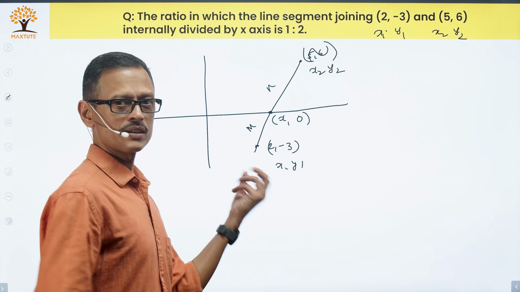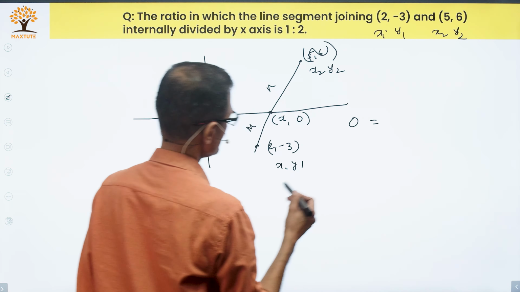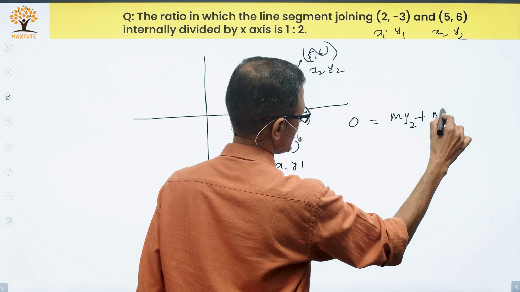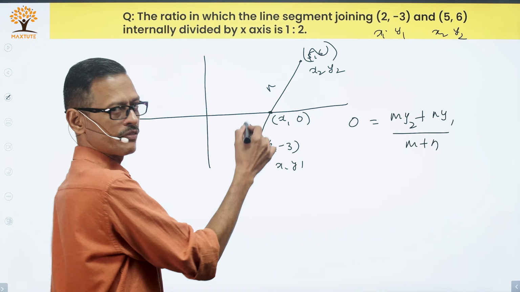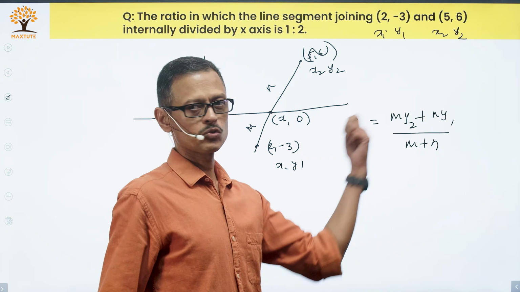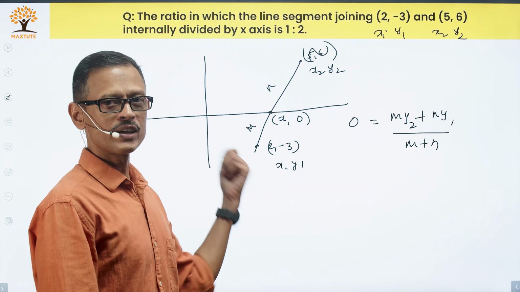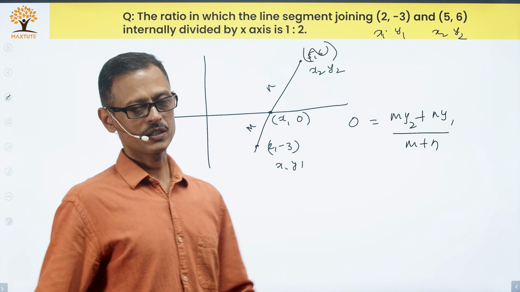So to find out the y coordinate of this point, which is 0, we'll use the section formula, which is essentially my2 plus ny1 divided by m plus n, right? The coordinates of the point which is dividing it in the ratio of m:n. The x coordinate would have been mx2 plus nx1 by m plus n, but we do not know the value of the x coordinate, so we can't go with it. Y coordinate, we know the value is 0, so we're going with my2 plus ny1 divided by m plus n.